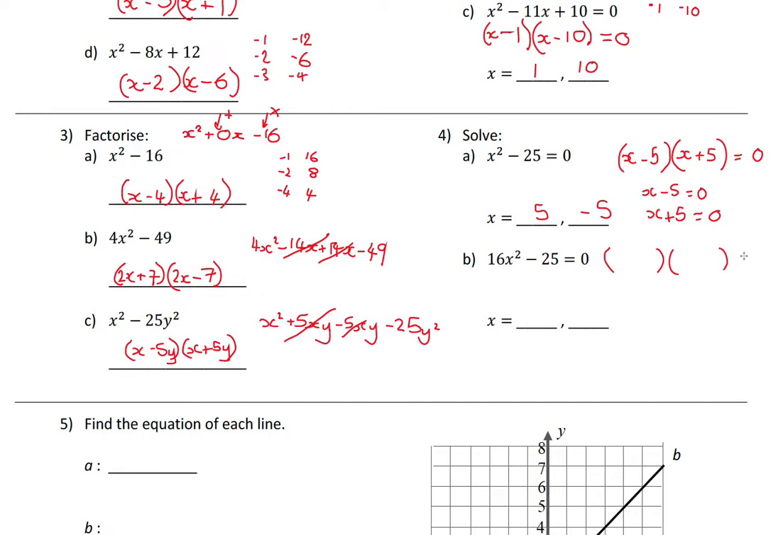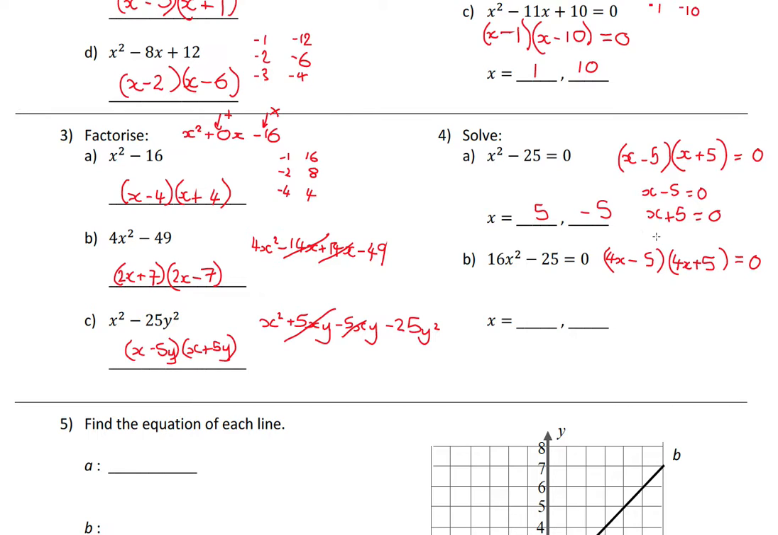Slightly harder, like the lower ones in the previous question. Okay, we've got 16x squared, so I know I'm going to need a 4x at the start of each of these brackets. Okay, and negative 25, I'm going to need a negative 5 and a positive 5. And again, it doesn't matter which way around these come.